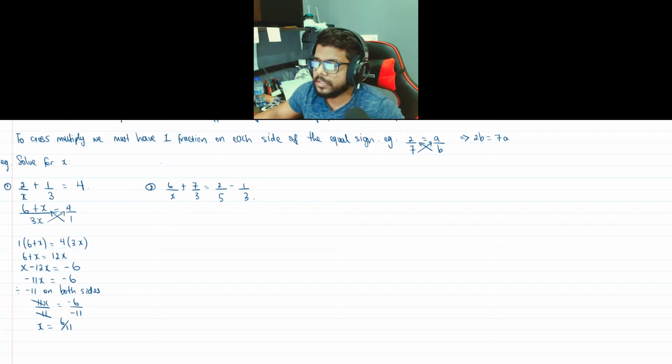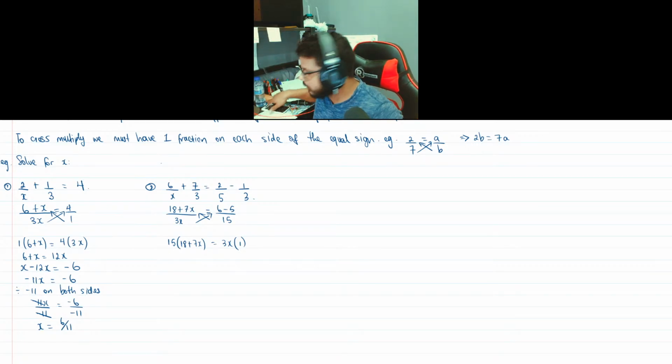So on the left hand side here, I will have 6 3s are 18 plus 7x over 3x is equal to 6 take away 5 over 15. I can cross multiply. The 15 will multiply up here, and the 3x will multiply up here. So I will end up with 15 into 18 plus 7x is 3x into 6 take away 5, which is 1.